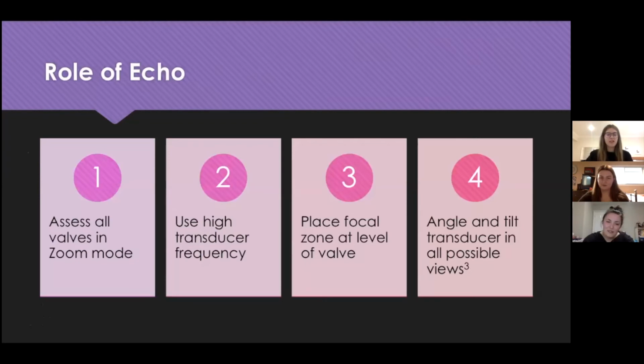Our role of echo is to primarily look for vegetations on the valves. To do so, we will assess all valves in zoom mode, use high transducer frequency, place the focal zone at the level of the valve, and angle and tilt the transducer in all possible views.